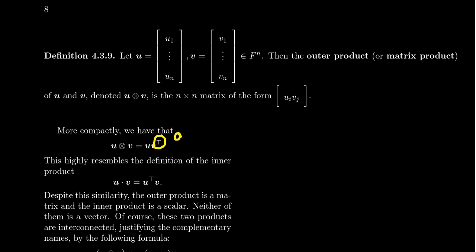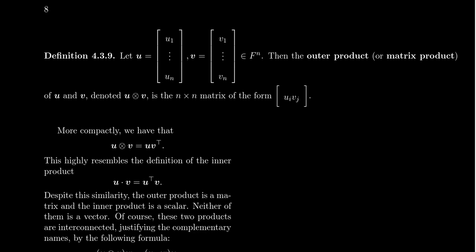Now, I should always caution you that when we work with complex matrices, the tensor product is actually defined to be U V star, much in the same way that the Hermitian product is defined to be U star V. We'll focus on real matrices here, but be aware that we can describe this for complex matrices as well.